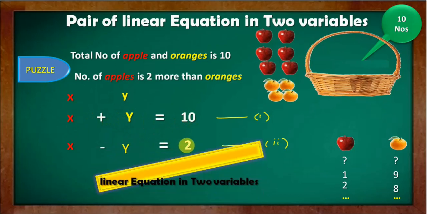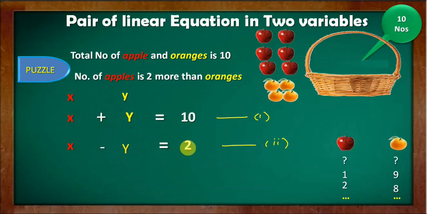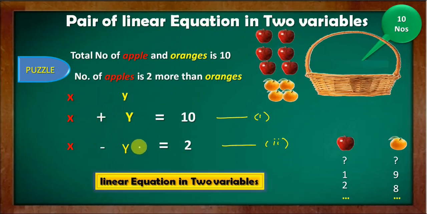All right. So I hope now the phrase or the name of our lesson is very much clear. What is the name of our lesson? Pair. So since we got two equations over here, we say pair of linear equations. So this is my linear equation, and how many variables? Two, which are those x and y.